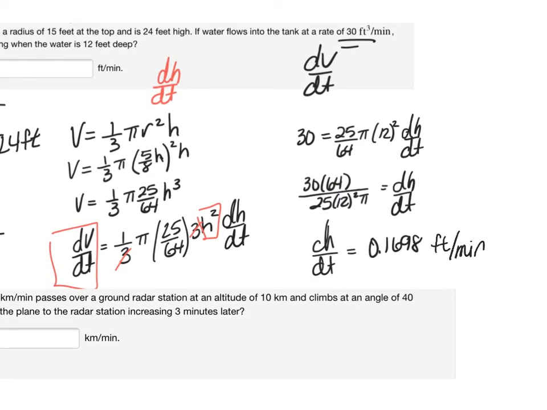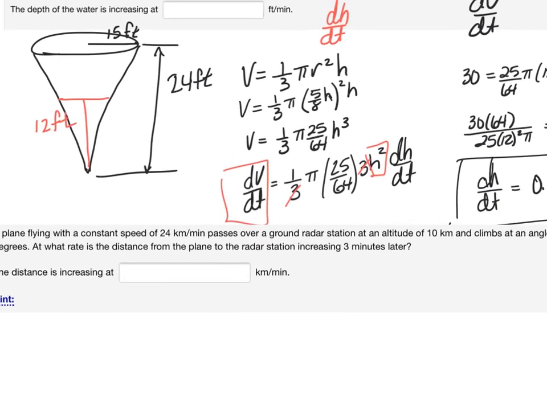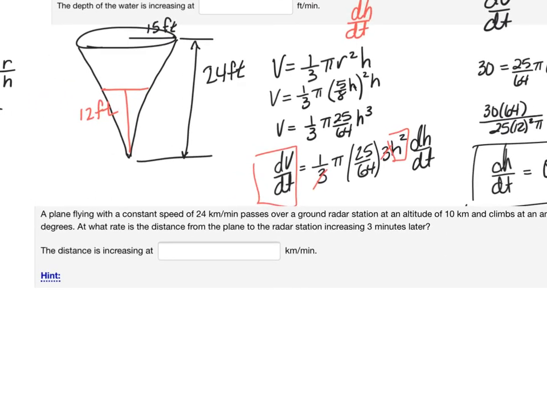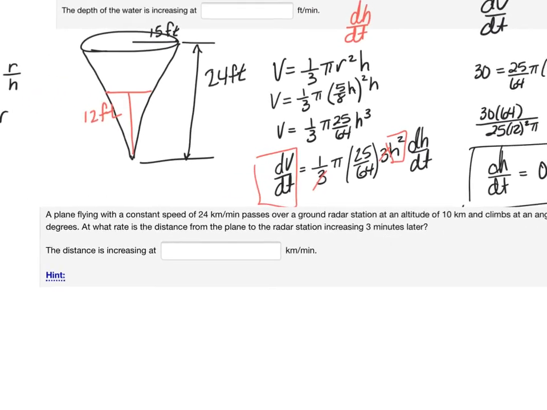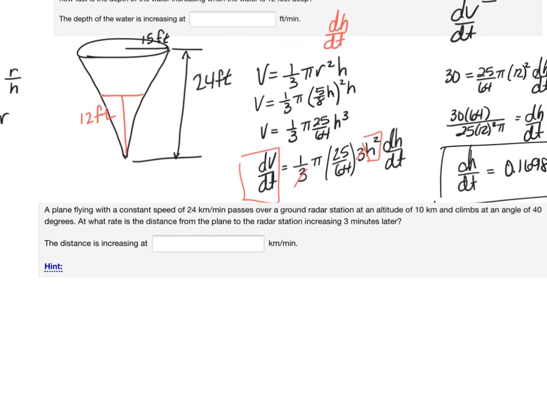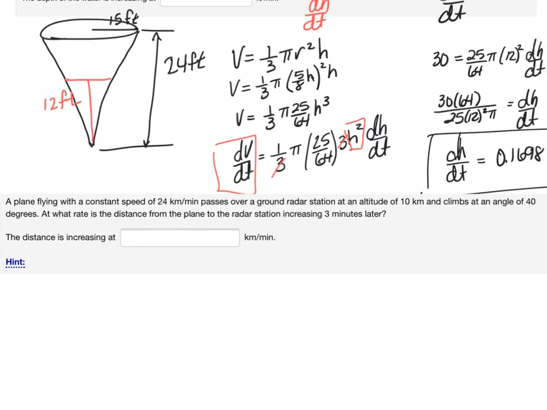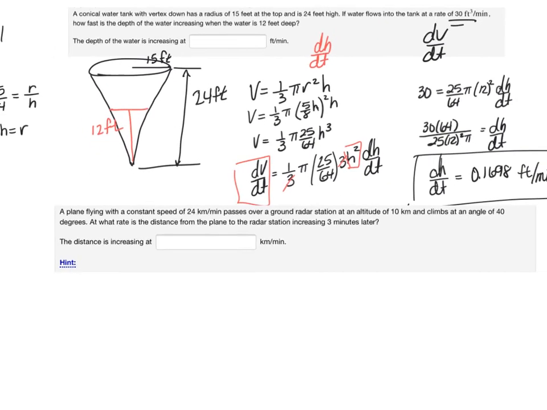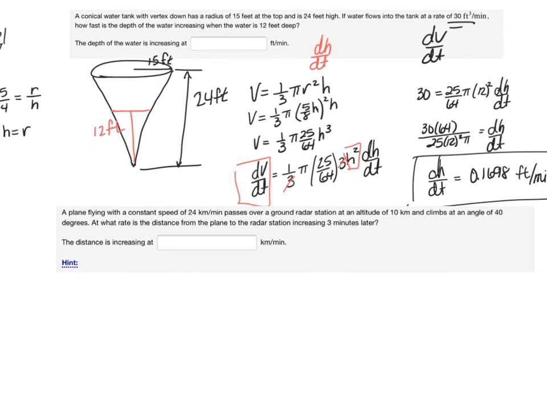All right, so let's take a look at our last example here on related rates. My last example is I have a plane flying at a constant speed of 24 kilometers per hour. It passes over a radar station at an altitude of 10 kilometers and climbs at an angle of 40 degrees. At what rate is the distance of the plane to the radar increasing 3 minutes later?